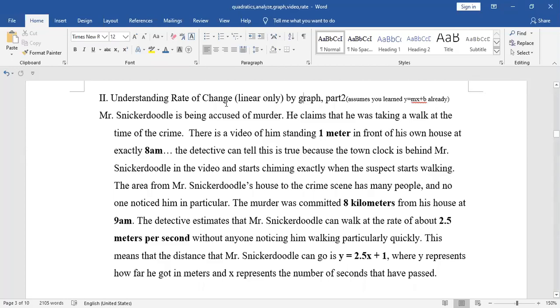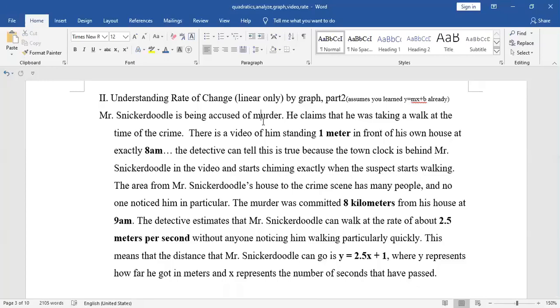So rate of change is a number, and you can see it as a number in a word problem, or you can see it as a number in an equation, or you can see it as a number in a set of points, like an XY table of points, or you can see it in a graph visually. So we're going to focus on understanding it visually in a graph, but all those other things are going to come into play as well. So let's take a look at this particular problem, and then we're going to talk about graphing it.